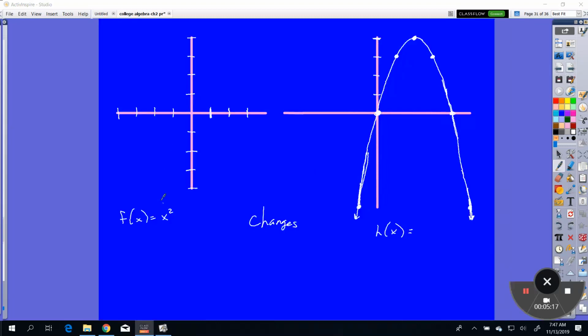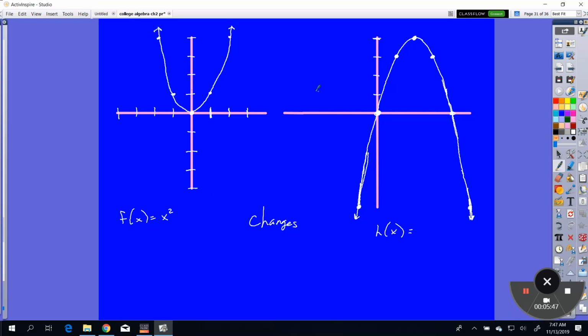And now for part D, x squared. When x is 0, the y value is 0. When x is 1, 1 squared is 1. When x is negative 1, negative 1 times negative 1 is still 1. When x is 2, 2 times 2 is 4. Negative 2 times negative 2 is a positive 4. So that's my graph. Connect your dots.